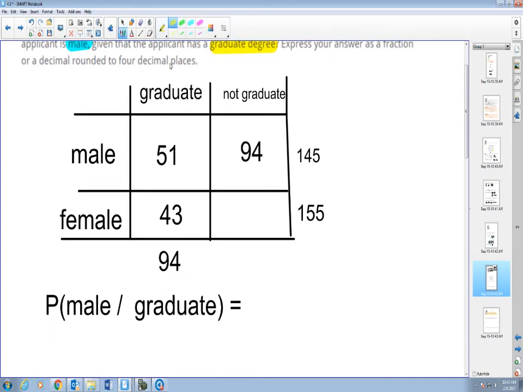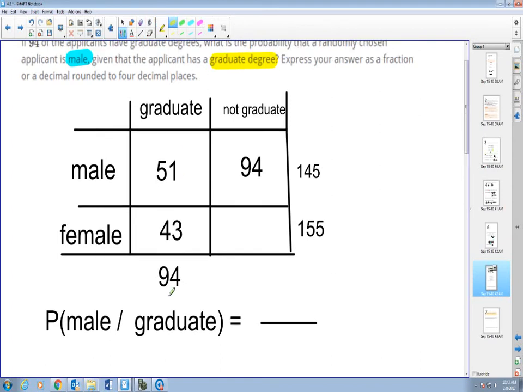So, how many people are male and graduate degree? 51. Because if I highlight, my first event is having a graduate degree, second event is being a male. So the green one is 51 again. But this time, my first event is having a graduate degree, which total ought to be 94. That's the number I divide. Okay, so that's my answer.